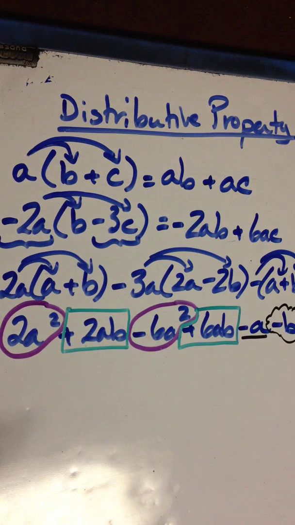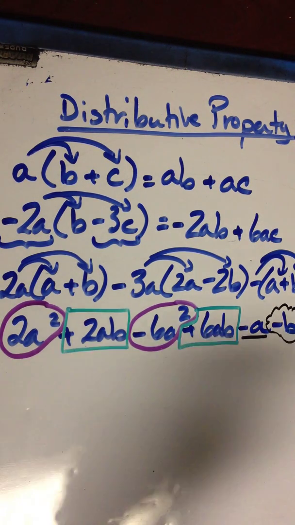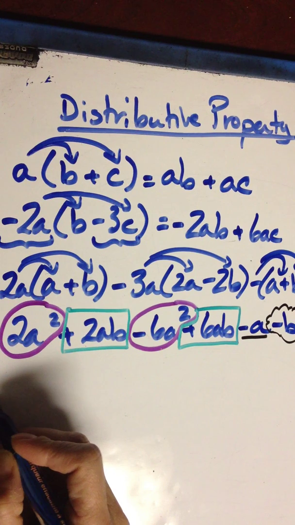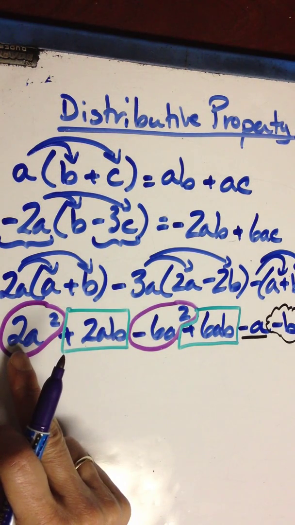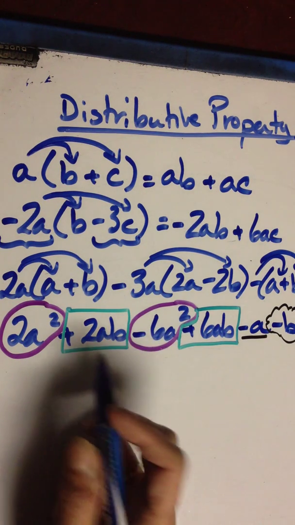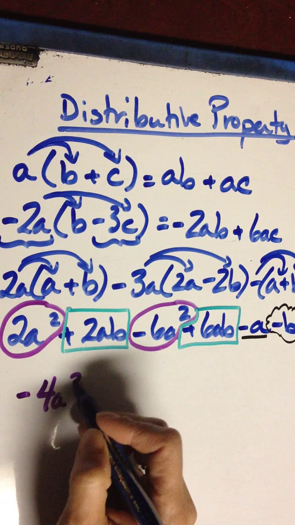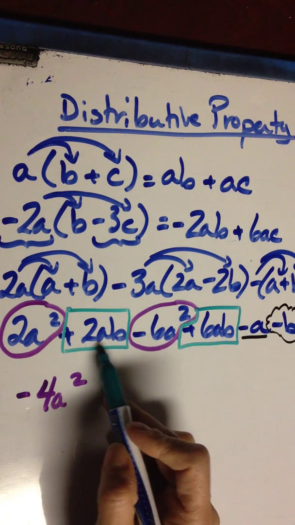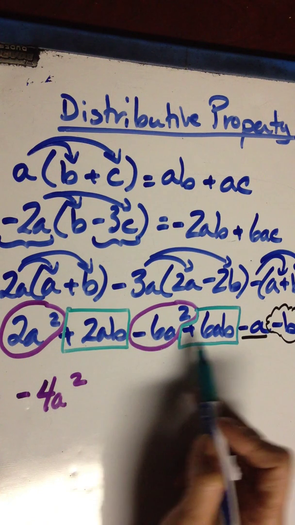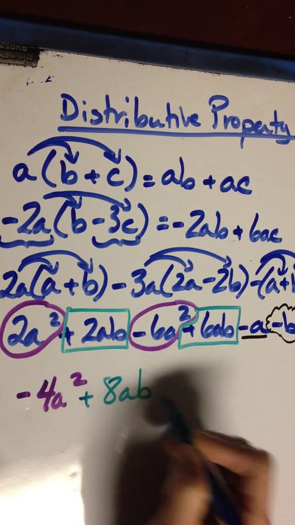And when you're collecting like terms, try to start with those with the highest degree. Highest degree meaning the highest exponents. And so we can start with the A squared family. 2A squared plus a negative 6A squared becomes negative 4A squared. Then we're going to look at the AB family. 2AB plus 6AB becomes positive 8AB.